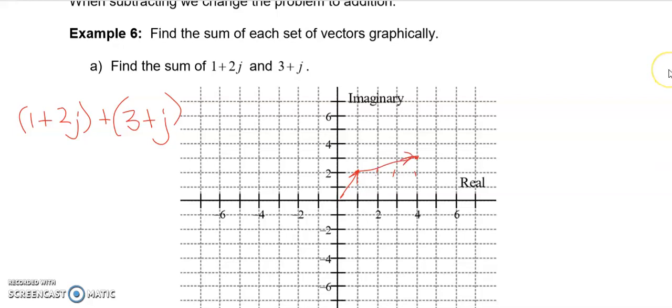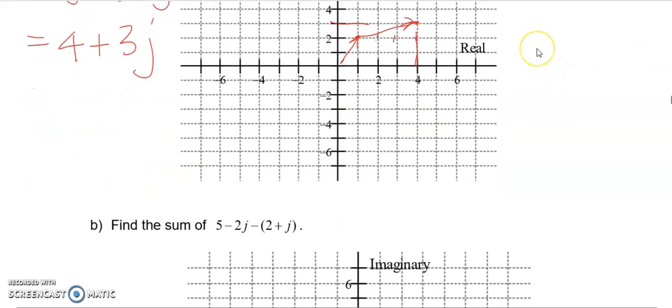And now you just read off from the graph what that complex number is. Well, you can clearly see 4 on the real part, 3 on the imaginary part. So that would become 4 plus 3j. Now, obviously, this is not the most efficient way to add or subtract complex numbers in rectangular form. If you were asked to just add two complex numbers, you would not be expected to do it this way unless the question clearly said to use this technique.